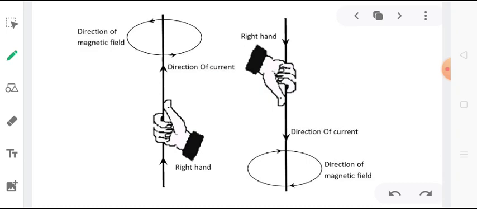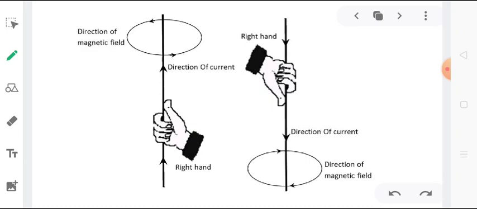For instance, if the current is flowing in the upward direction, then the direction of magnetic field is anti-clockwise, and if the current is flowing in the downward direction, then the direction of magnetic field is clockwise. Now I just wanted to revisit Maxwell's right hand thumb rule, because we would be applying the knowledge of this rule in determining the magnetic field due to current carrying conductors.